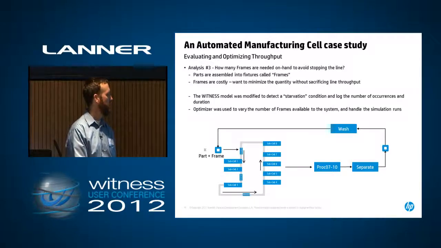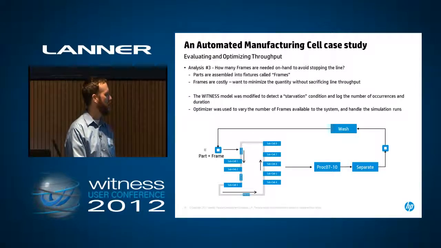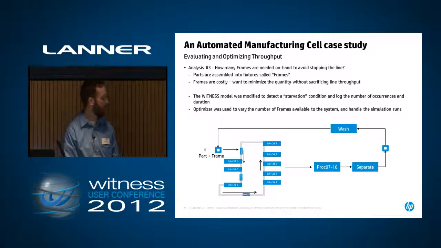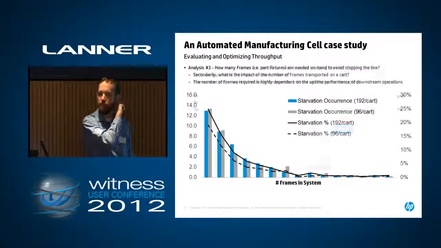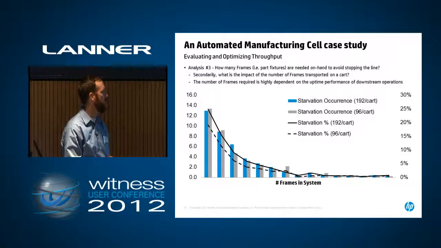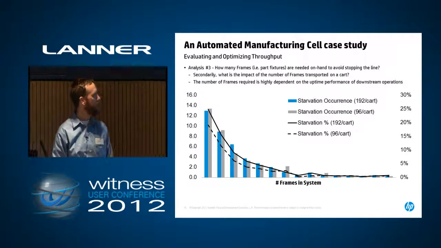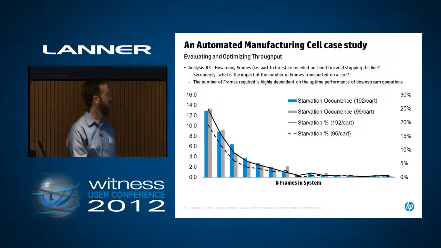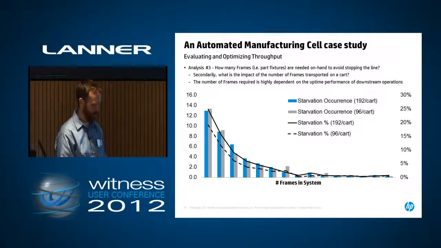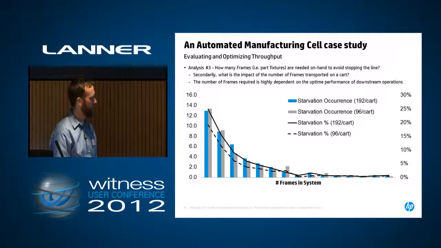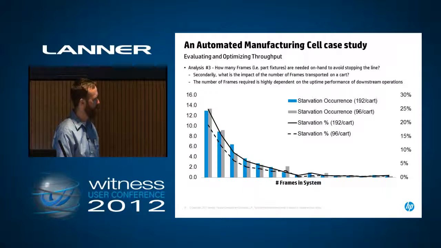So basically, what I did was I modified Witness to detect the condition that there are no frames here, and then log the number of occurrences and the severity. So pretty easy to modify the Witness model to do that. And again, I used Optimizer as my experiment framework to run this. So just vary the number of frames inside the simulation, which is shown down here. So these are different numbers of frames introduced into the system.